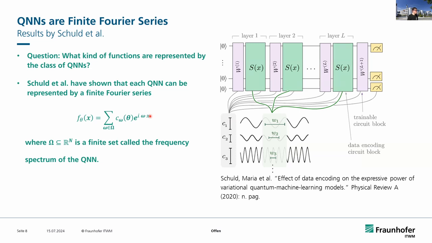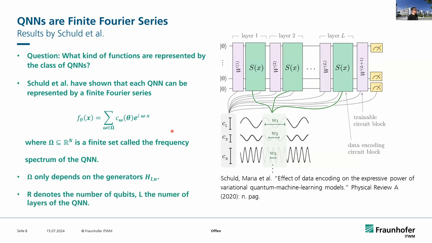Moreover, they have shown that the frequency spectrum, capital Omega, only depends on the generators of your data encoding layers. And that is exactly what the image here should tell you. So the frequencies omega here, or the wavelength here, so to say, they only depend on the data encoding layers, while the coefficients, that are the amplitudes, depend on everything. So on the parameter encoding blocks, and also your observable M. Okay, and throughout this talk, just a small definition: if you read somewhere a capital R, that always means the number of qubits we have, and L always denotes the number of layers we have.